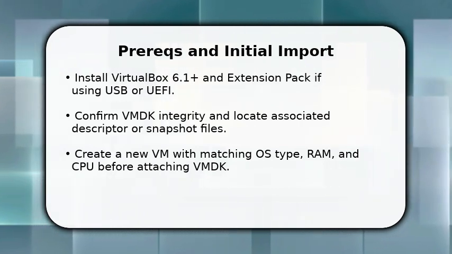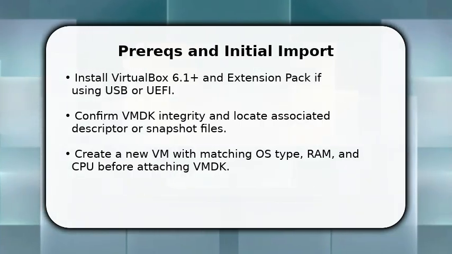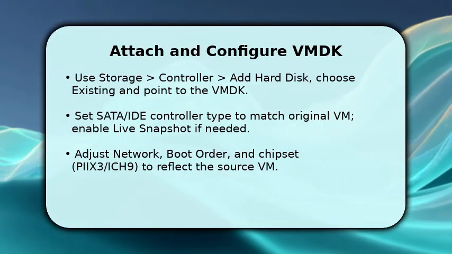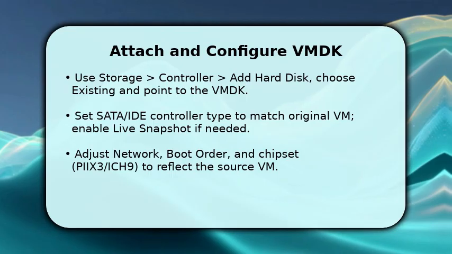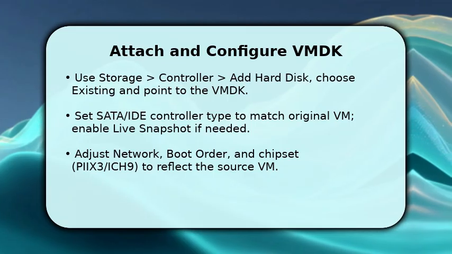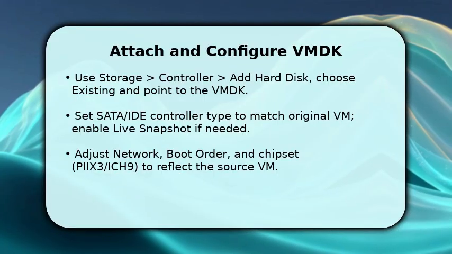You now attach the VMDK and align virtual hardware to the disk. In VM settings, go to Storage, add a hard disk on the appropriate controller, and select the existing VMDK file. This preserves disk identifiers and partitions. Make sure the controller type, SATA versus IDE, matches the original image, because wrong controllers can prevent OS detection.